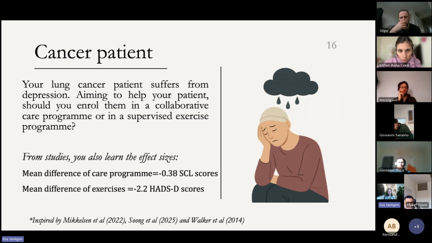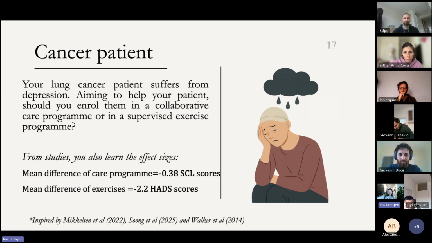So the HADS-D score is from the Hospital Anxiety and Depression Scale. So that's the HADS scale. And the HADS-D score would then be the subscore for depression. The HADS scale is another standardized measure used to measure depression severity. It scales between 0 and 21, where 21 indicates the most severe depression. I'll just speak about HADS scores for simplicity.